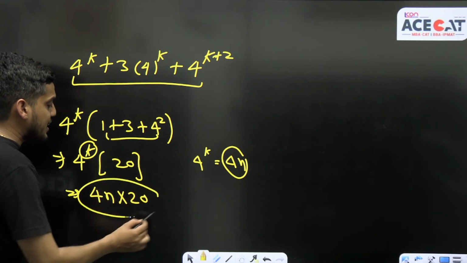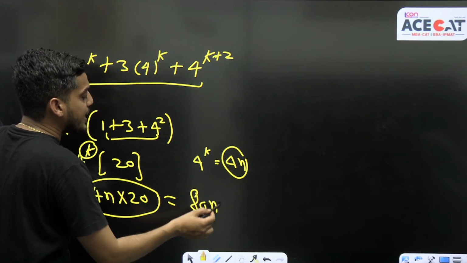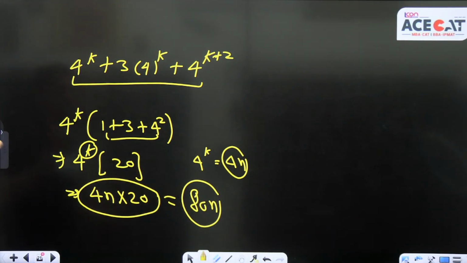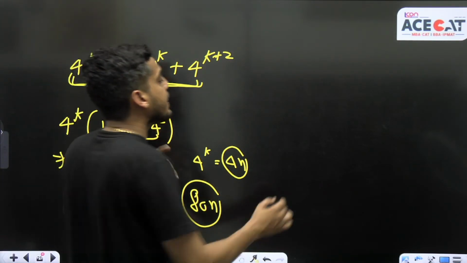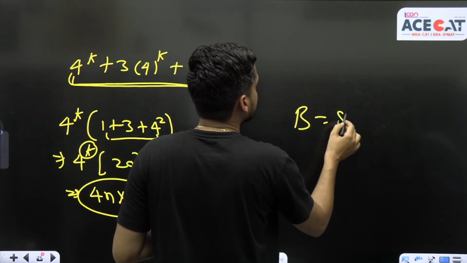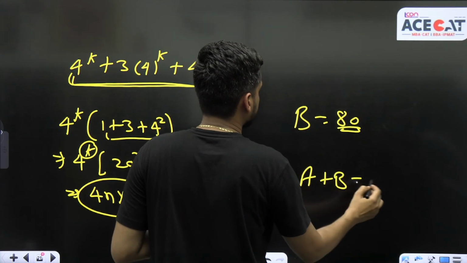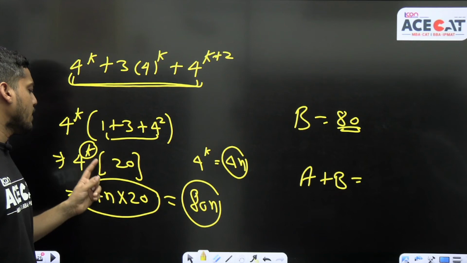So ultimately the final value of this expression that we are getting must be a multiple of 80, yes or no, guys? Must be a multiple of 80. So the largest positive integer that can divide this expression is 80, guys. So the value of b is nothing but 80. And now the value is what, beta? a plus b is what, guys? Put k equal to 1, you will get 80, guys.